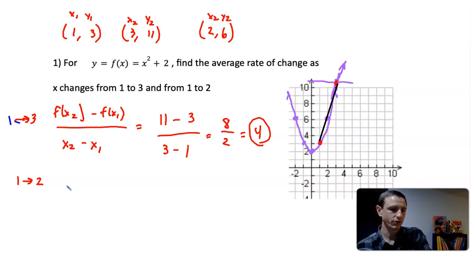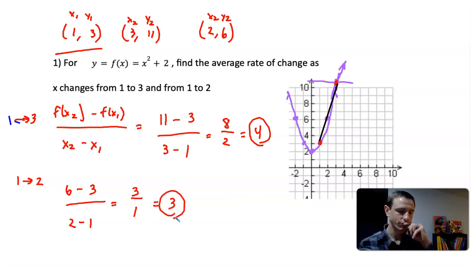So y sub 2 is going to be 6 minus, and we're using the ones here, so 6 minus 3 over 2 minus 1. 6 minus 3 is 3. 2 minus 1 is 1. So we just get 3 for our average rate of change as x changes from 1 to 2.